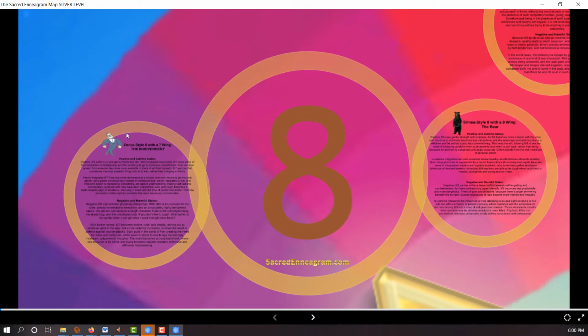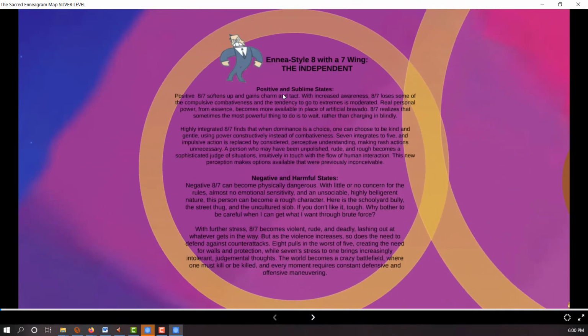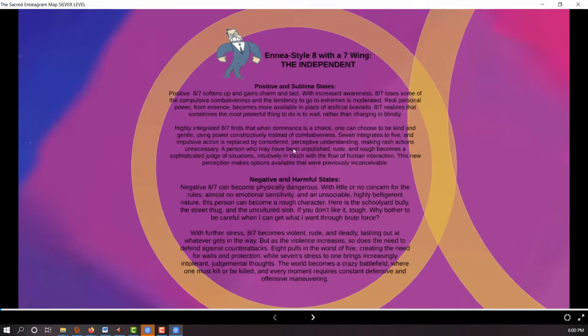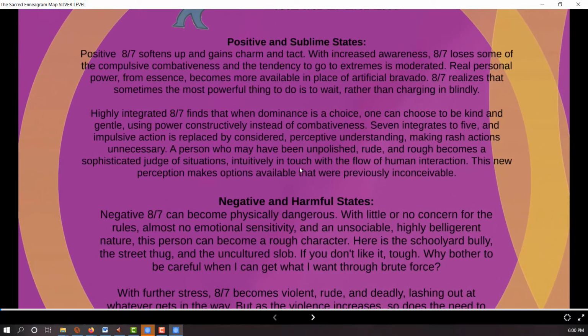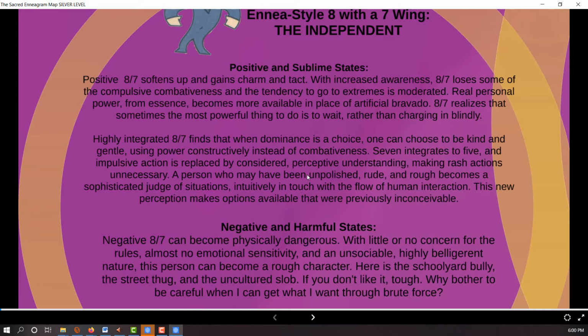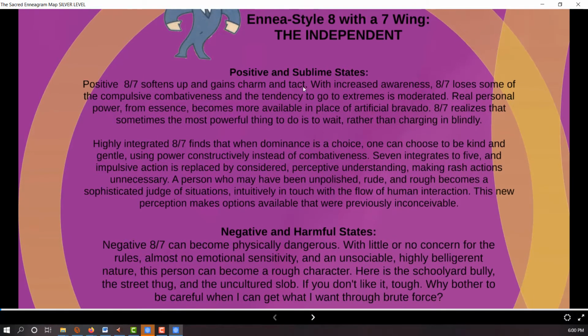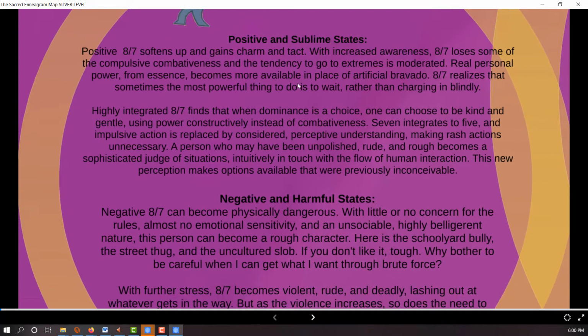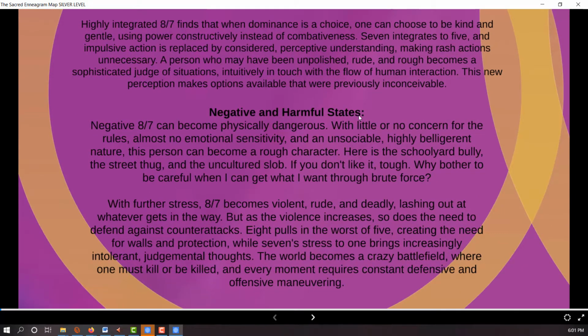And I'm going to the left-hand side, which is Enneagram style 8 with a 7 wing. And that group is called the independent. And as I zoom in here, there's more information that describes the wings of Enneagram type 8 with a 7 wing. We've got the positive and sublime state, so that's when we're relaxed and in a positive state of mind. Or we've got the negative and harmful states, which is more stressful and angry or intense.